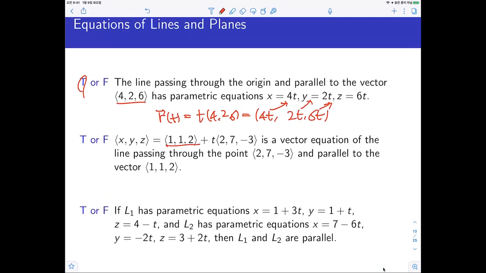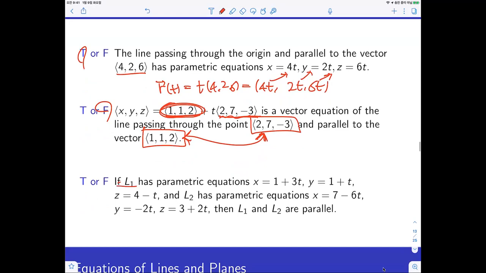Again, the points 1, 1, 2 and the vector 2, 7, minus 3 are given. If t is 0, then x, y, z is at 1, 1, 2. And this line is parallel to 2, 7, minus 3. So these two vectors are wrong. They should be changed. So this is false.